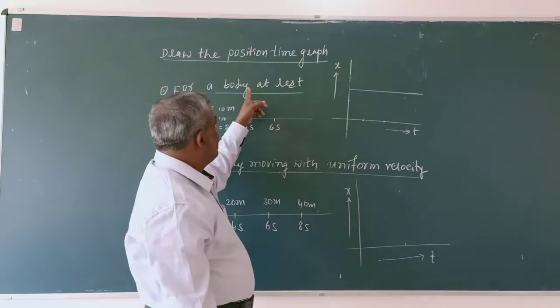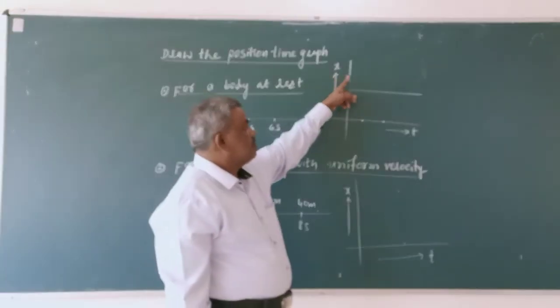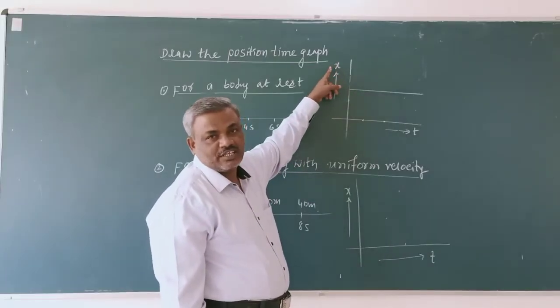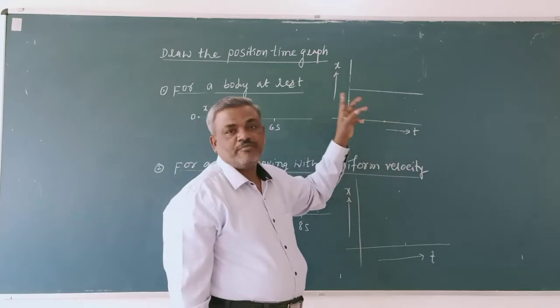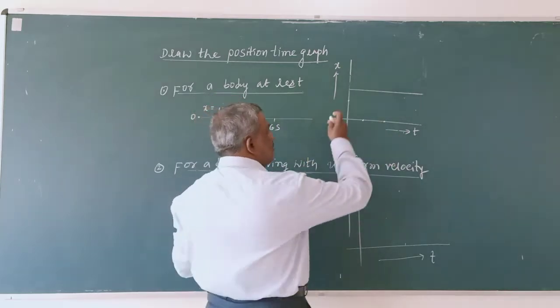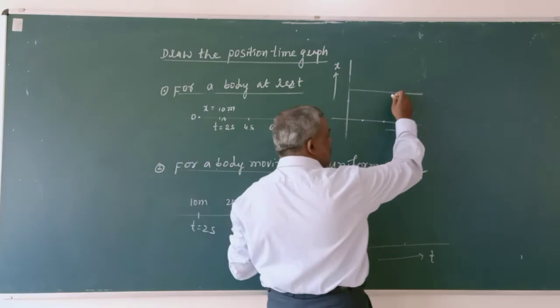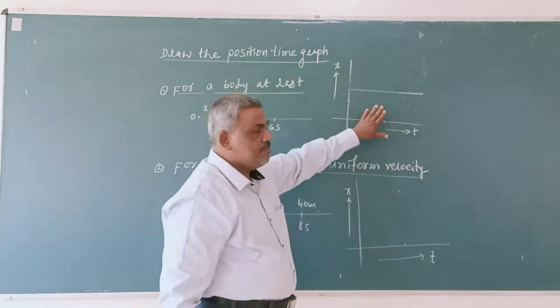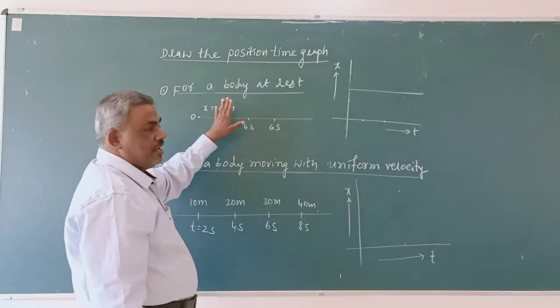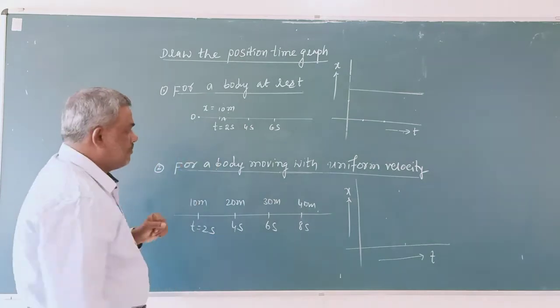Draw the position-time graph for a body at rest. The y-axis indicates x, the position, and t is the time. This straight line is parallel to the x-axis. This graph shows a body at rest. This is the first graph.